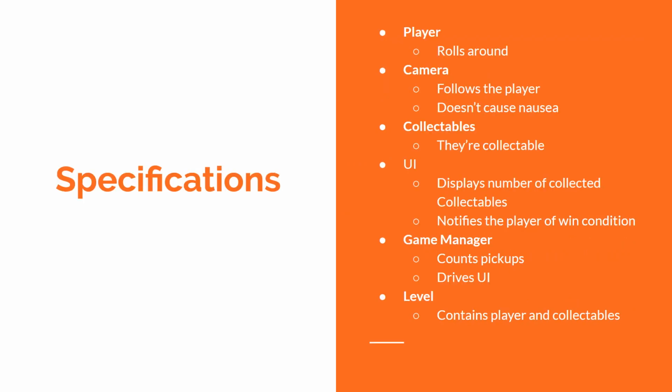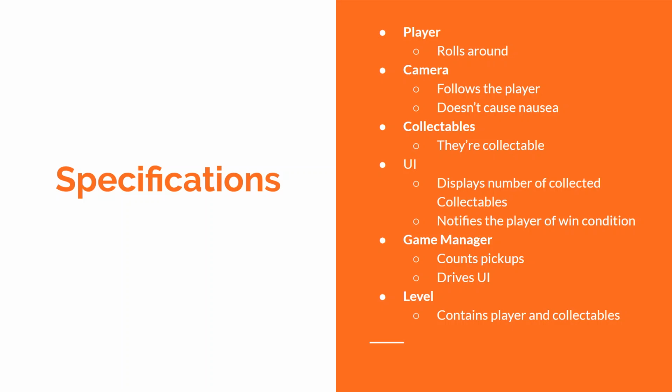So let's break down what I just said. We have a player, they obviously need to move around. There's going to be a camera so you can actually see what's going on. Ideally, it will follow the player. You're going to have the collectibles. You're going to have a really basic UI that'll tell the player how many points they have and let them know if they've met the win condition. You're going to have a game manager that keeps track of all of the necessary game rules, so in this case, just the score. And it'll update the UI.